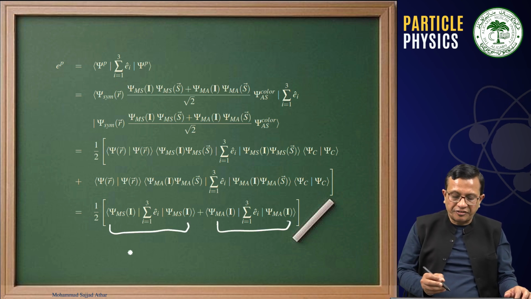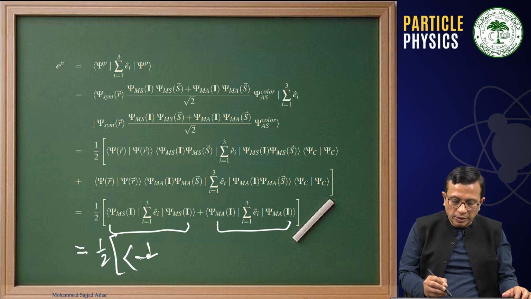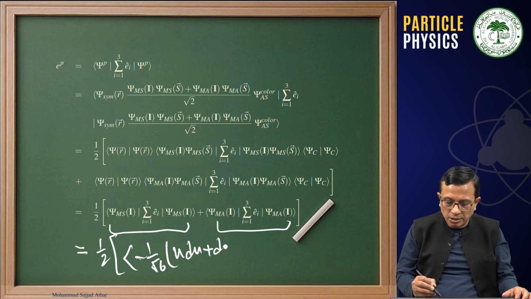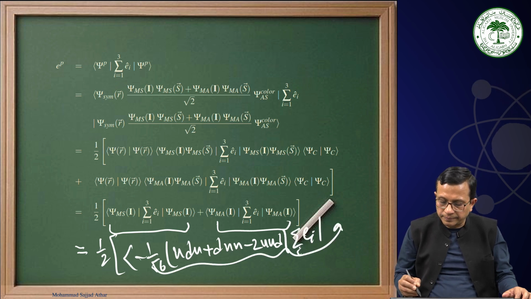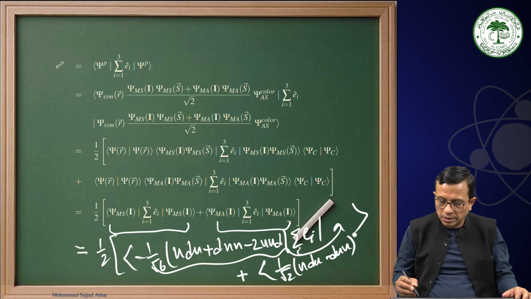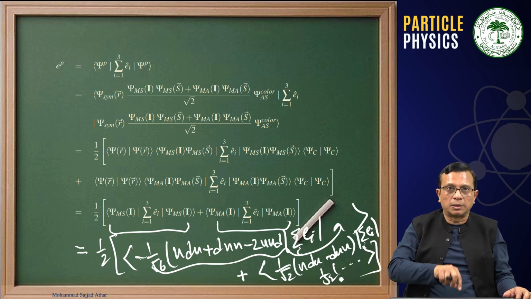And that means if we are talking about proton, then this is a half minus 1 by root 6 u du plus d uu minus 2 uud. The charge operator, the same here, plus 1 by root 2 udu minus duu, the charge operator, and then 1 by root 2, the same thing. This is what we have to evaluate to get the charge of the proton.